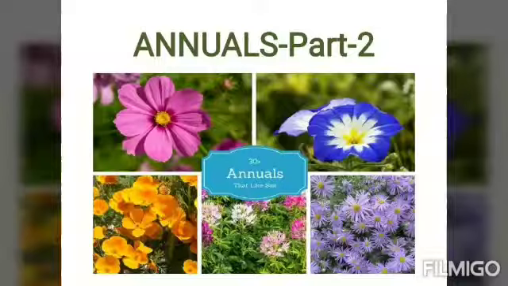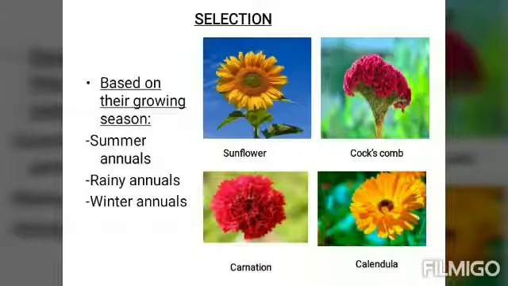Hello everyone, welcome once again, and today we'll go with a further discussion of annuals. We have learned in the previous class what annuals are. Annuals are a group of plants which complete their life cycle in one season or in one year.